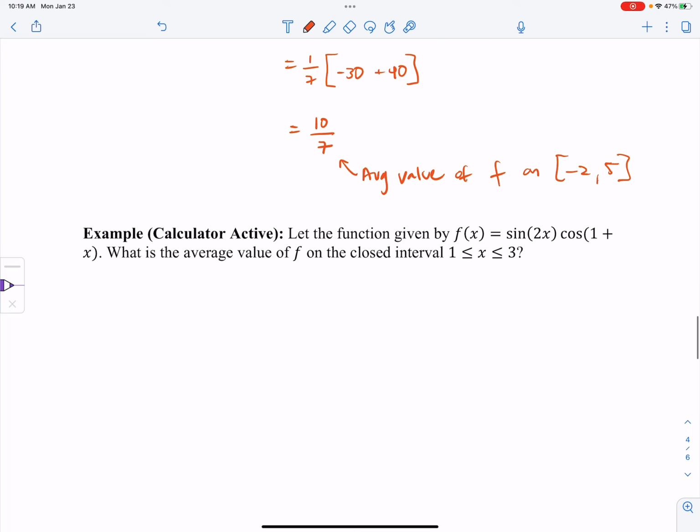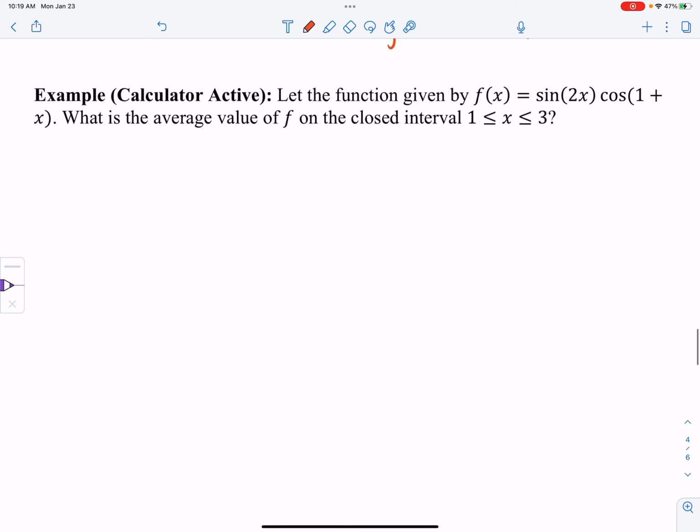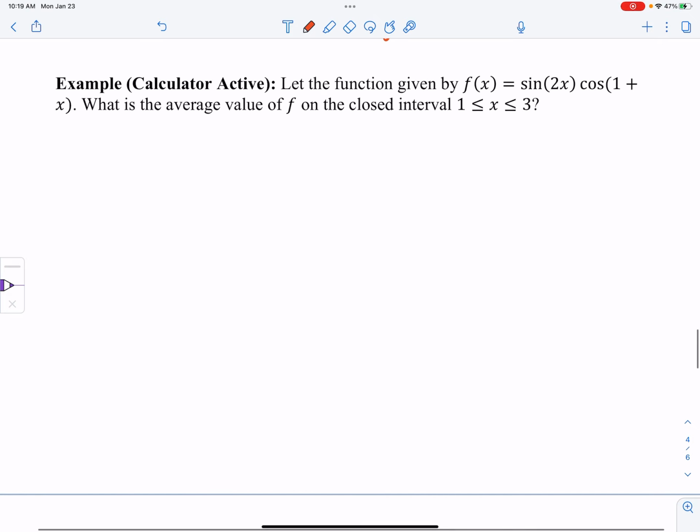Okay, calculator active example. So that means if it's calculator active, use your calculator. What is the average value of f, we're given the function f, which looks pretty gnarly, on the closed interval from 1 to 3.